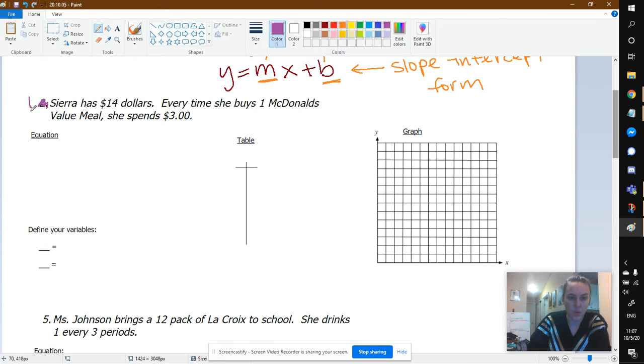Scenario number 1, and this one's number 2. All right, Sierra has $14, and every time she buys one McDonald's value meal, she spends $3. Okay, I am going to point out my starting point in orange. Starting point. And I'm going to point out my rate of change in green.